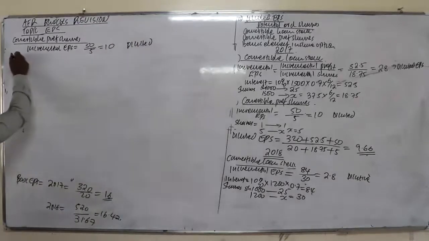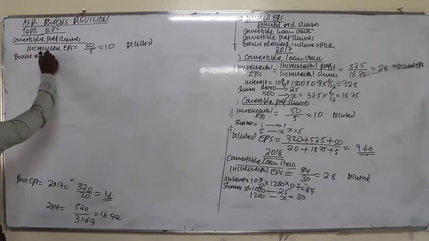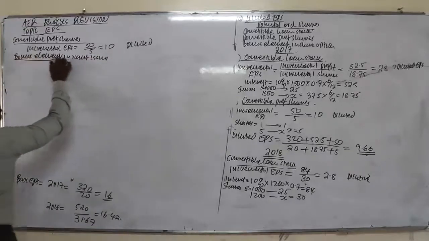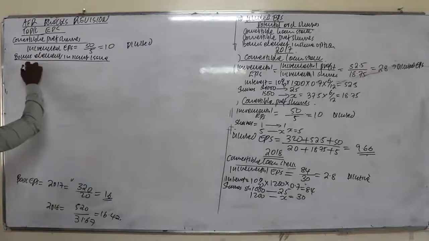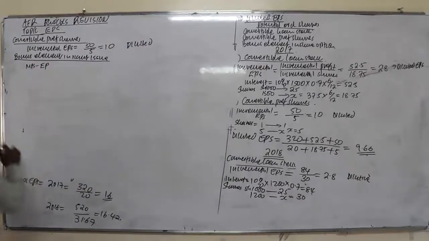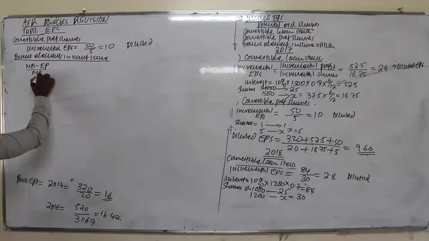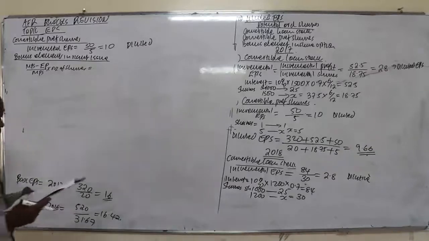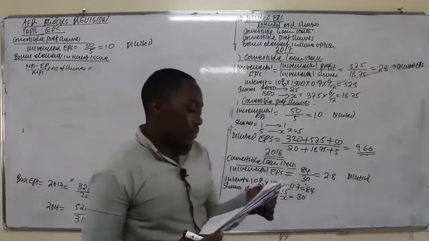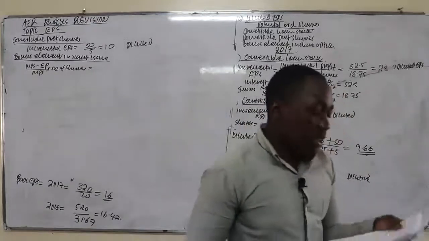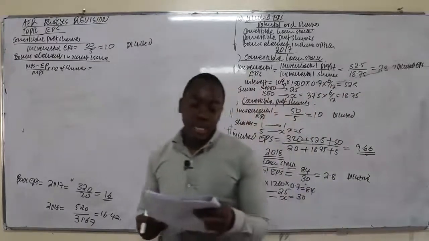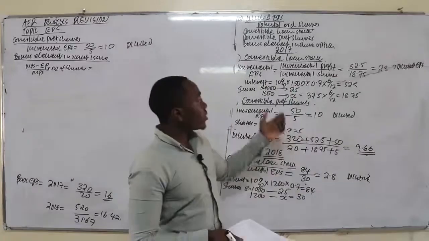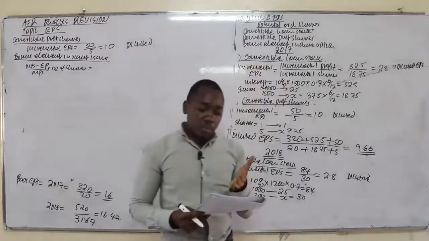And lastly, we have the bonus element in the rights issue. Did I show you how to get the bonus? Remember, to get the bonus share, you take the market price per share minus the exercise price. You divide by the market price per share, times the number of options. Let's go to note number 4. On 1st April 2018, how many months to the end of the year? 9. But remember, for the share option, the bonus elements are not weighted. That's the way we did for convertible loan stock, 6 over 12. For bonus element, we don't weight them.